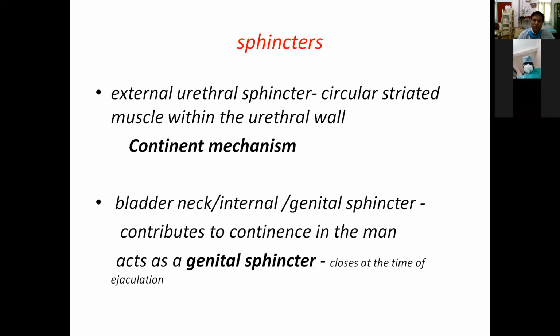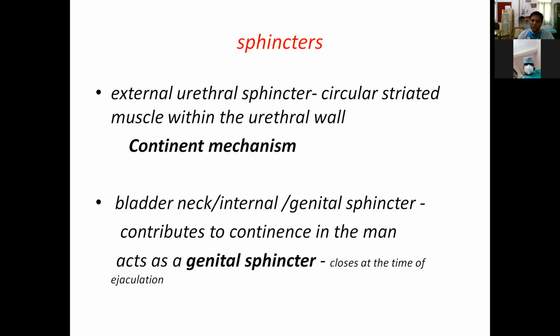The most important anatomical structures surrounding the urethra are the sphincters. The external sphincter, which is a striated muscle within the urethral wall, provides the voluntary continence mechanism. Another one is the internal sphincter, which is nothing but the thickened muscle around the bladder neck. This is called the internal sphincter or genital sphincter. It contributes a little to the continence mechanism, but it acts more commonly as a genital sphincter.